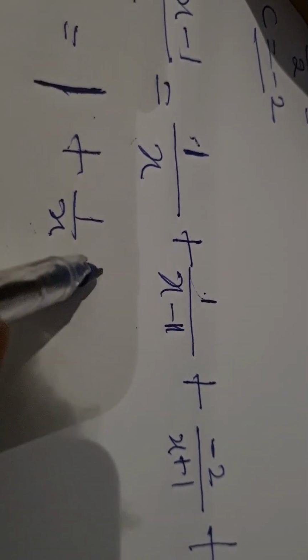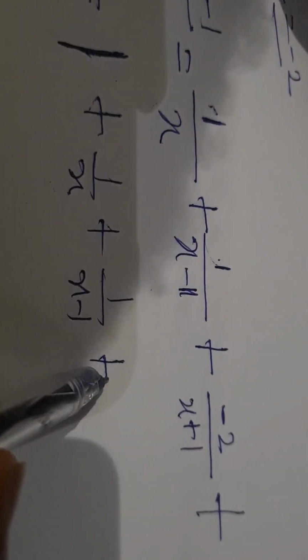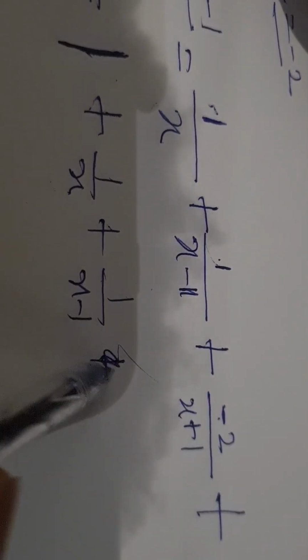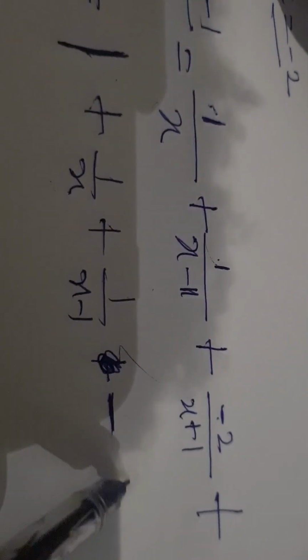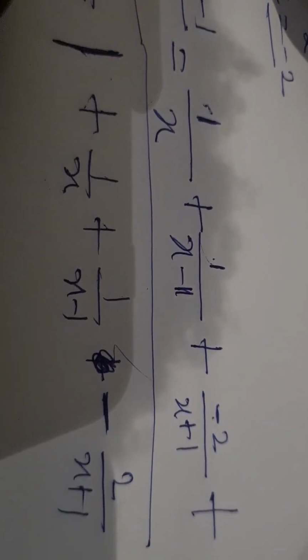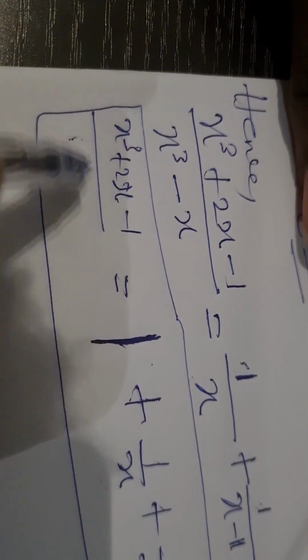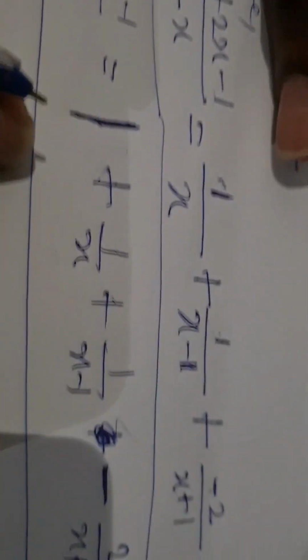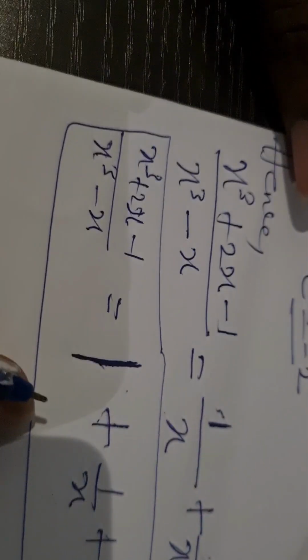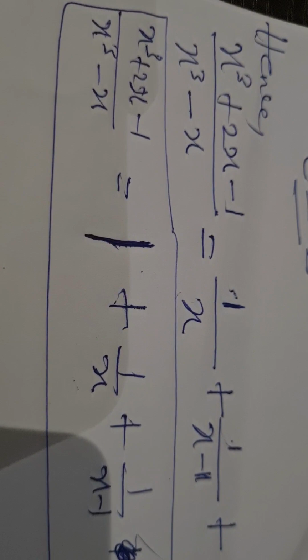So this is 1 plus 1 over x plus 1 over x minus 1 plus, all right? So this is minus 2. So we can just leave this here and write minus 2 over x plus 1. So that is our answer. So x cubed plus 2x minus 1 over x cubed minus x is equal to this. Did you see it? Yeah. So this one is all the question.